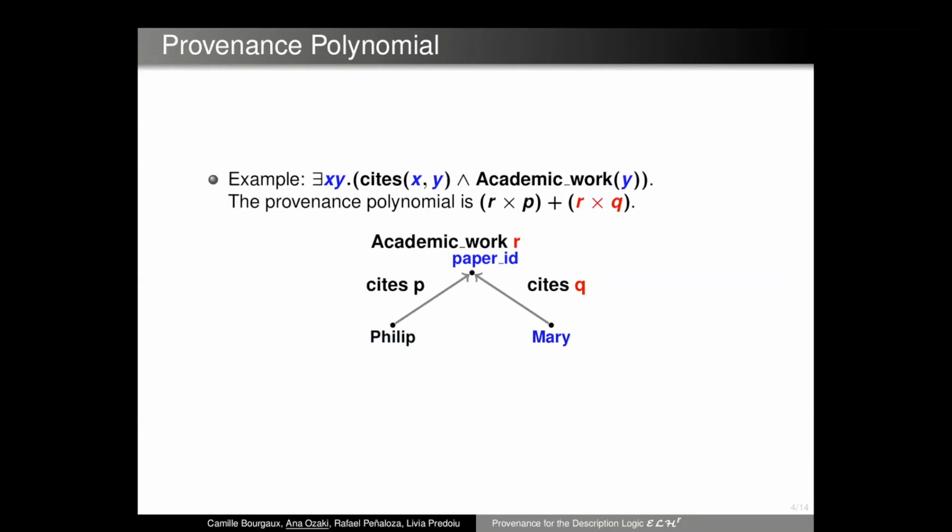And what does this represent? Well, it represents that we use the tuples Mary cites paper ID, and paper ID is an academic work in a joint way, and that's why we have the times operator here. And also that we have an alternative way of getting this query result, and this is why we have a plus operator in between these two terms.